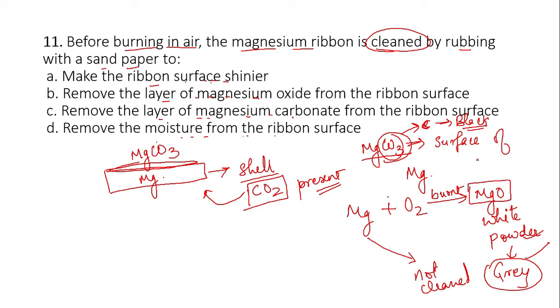So we can consider it as an impurity. That is why we do not want this impurity, and hence we simply clean the magnesium ribbon. Is that clear? According to this, the correct option is to remove the layer of magnesium carbonate from the ribbon surface. So option C is the correct option. I hope this is clear to you. With this we complete the question and we'll move to the next question.